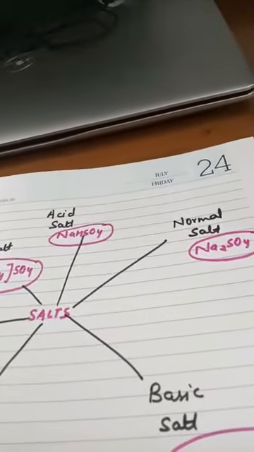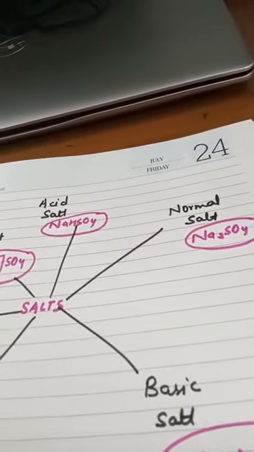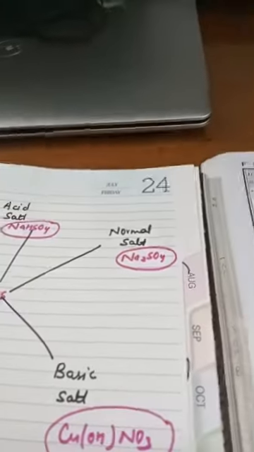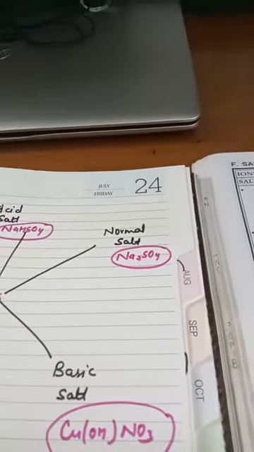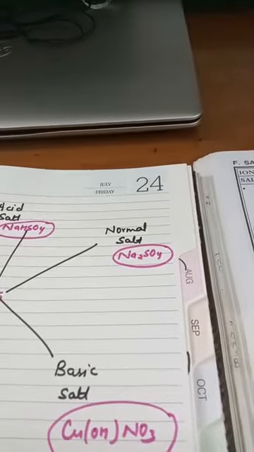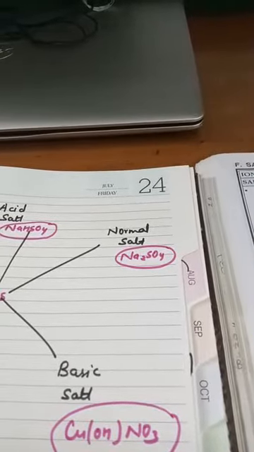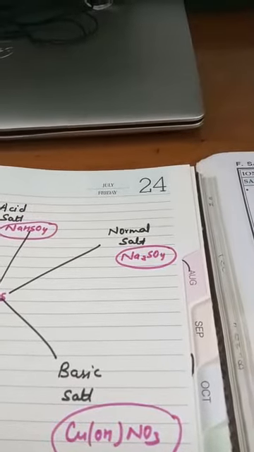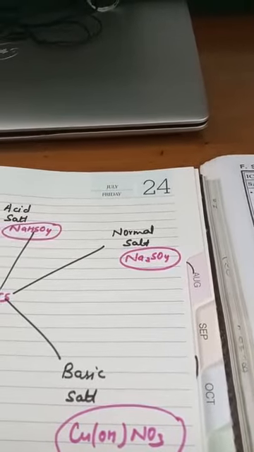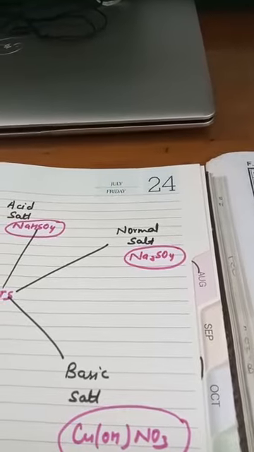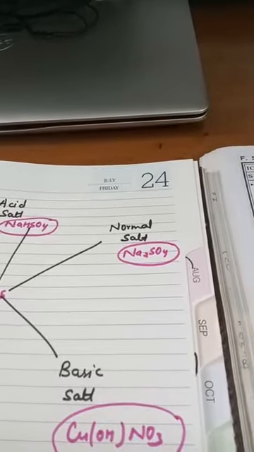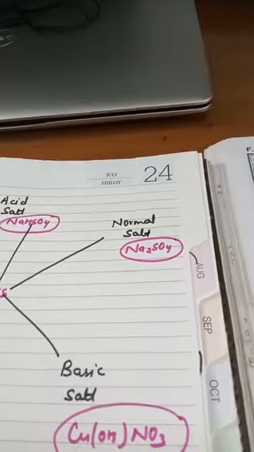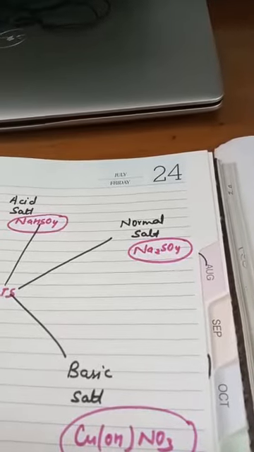First look at the normal salts. Okay, so one example of normal salt is given here, that is sodium sulfate. One more you can take, that is sodium chloride. It is also a normal salt. Normal salt क्या होता है? The salt formed by complete replacement of hydrogen ions of an acid molecule by a basic radical. That salt is called normal salt.